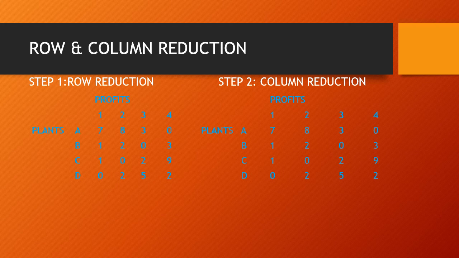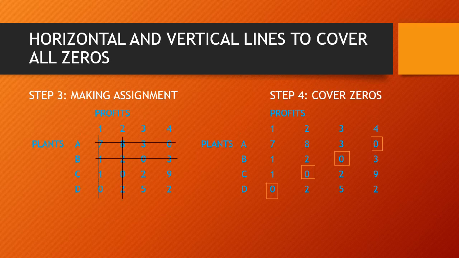Now, let's move forward. Let's look at horizontal and vertical lines to cover all zeros. This is how we can make our assignment now. In our question, we have 4 rows and 4 columns, and we need 4 lines in either row or column. This is the first line, this is the second line, this is the third line, and this is the fourth line. If you look at the lines, all the lines pass through what? Zeros.